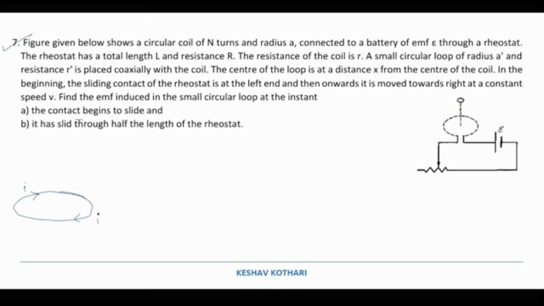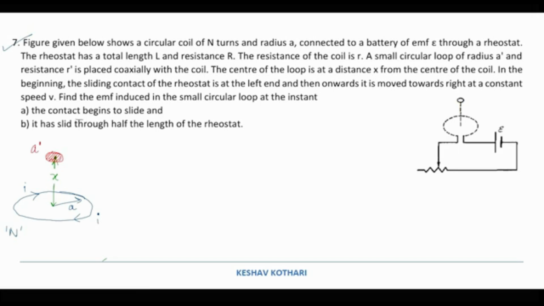So as a result of this current carrying coil, which is having n turns and radius equal to a, a magnetic field will be produced at a distance x, which is the center of this smaller coil which we have. So this smaller coil is having a radius a dash.